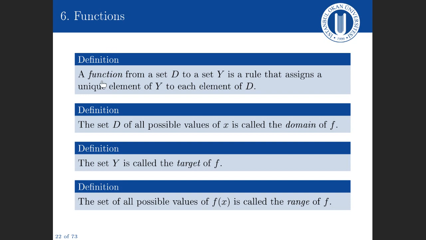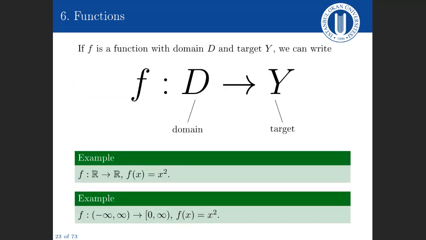What is a function? Formally, a function from a set D to a set Y is a rule which assigns a unique element of Y to each element of D. The set D of all the possible values of x, that's all the numbers we're putting into the function, is called the domain of f. The set Y is called the target of f. The set of all possible values of f of x is called the range of f.